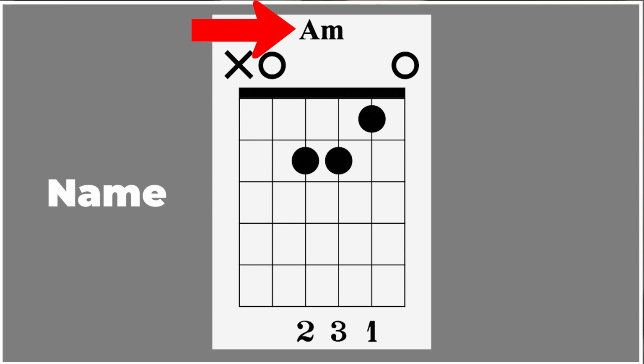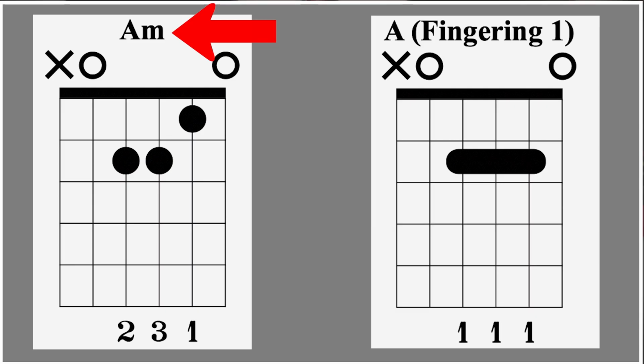The first thing to notice on a chord chart is the chord name. Right here at the top of this chord chart, you can see that it's an A minor chord. The capital letter A with the small m beside it tells us that this is the A minor chord. If it was an A major chord, you would see the capital letter A without a small m beside it. You can see the difference here. Here's the A minor chord chart, and here's the A major chord chart.